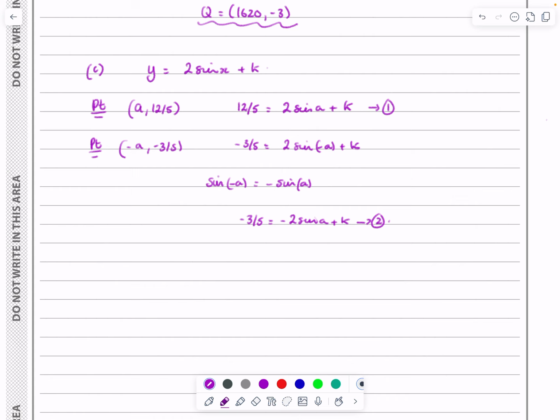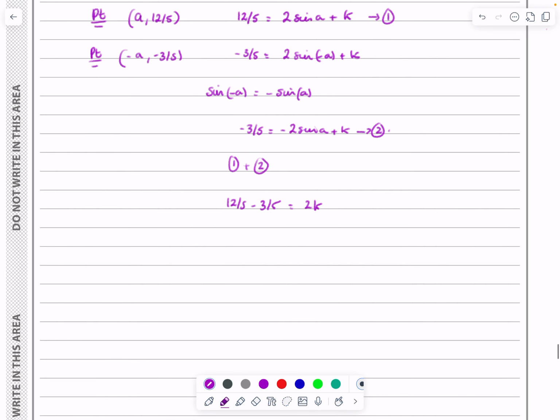So if I now just do 1 plus 2 here, I'm going to get that 12 over 5 minus 3 over 5 is equal to, they will cancel out with each other, is just equal to 2k. So 2k is 9 over 5. What's putting me off is the fact that that's such a horrible looking 5 there. 2k is 9 over 5, so that means that k is going to be 9 over 10.